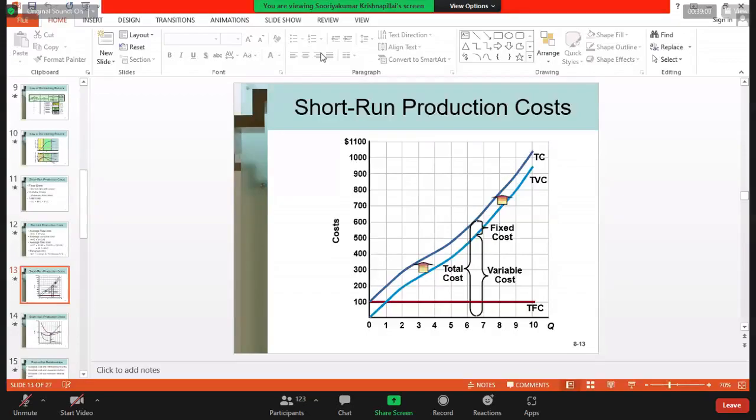So then total cost is the summation of total fixed cost plus total variable cost. So parallel to the total variable cost, total fixed cost will be there. The difference between total cost and total variable cost is the fixed cost. So then you know the relationship. Because of marginal product, this curve, total variable cost, total cost curve, takes this shape because of marginal product.